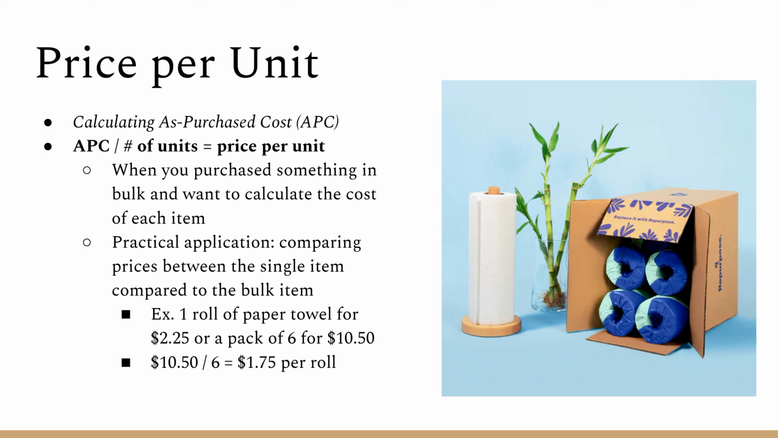So an example, one roll of paper towel for $2.25 or a pack of 6 for $10.50. Upon initial viewing of this price difference, you may not know which is the better deal, but some simple math will help you discover if it is or not. So I took the as purchase cost, which is $10.50. I'm going to divide that by the 6 rolls of paper towel in that case, and that gave me $1.75 per roll. So now we've discovered that yes, the bulk item is a better deal than the individual roll of paper towel.